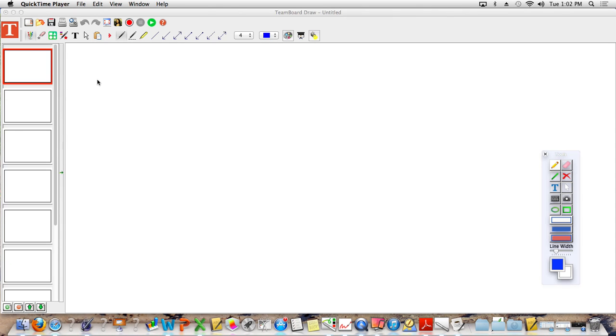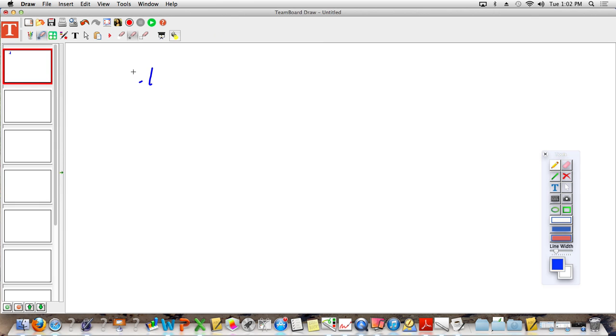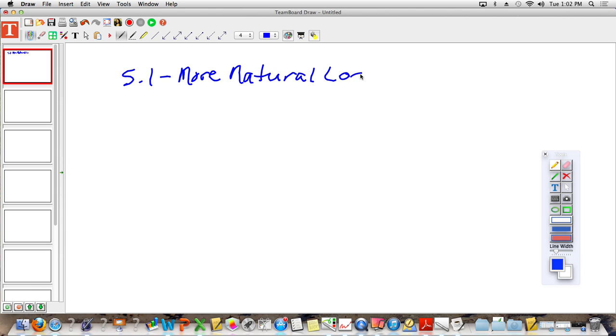All right, so just label your notes. We are moving on from section 5.1. So still, yes, believe it or not, that really is a 5. 5.1. More natural log derivatives.